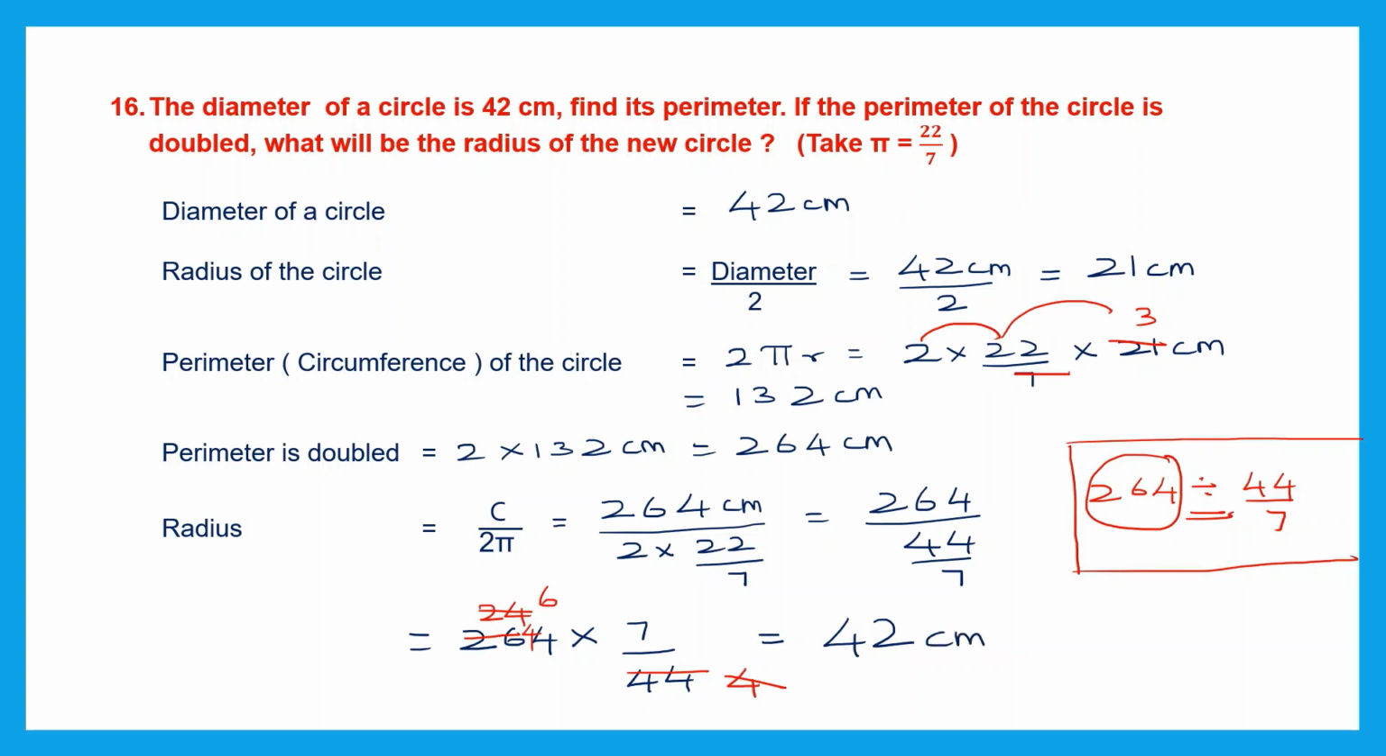So here we had to find two answers. One is we had to find the perimeter, and we found out the perimeter to be 132 centimeters. Then we had to find the radius, and we have found the radius to be 42 centimeters. So we have found both these answers.